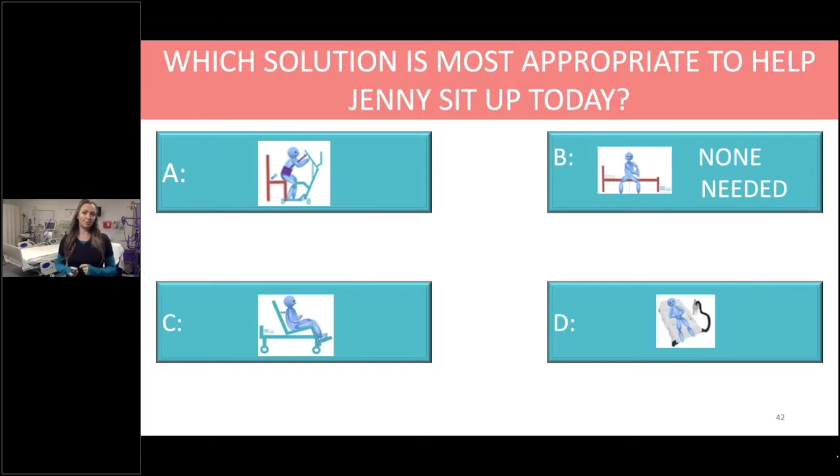Which solution is most appropriate to help Jenny sit up today? Does she need a powered stand aid? No, because she's not standing. Does she need a bed chair position? No, because she didn't need any help to sit up, right? So B would be the correct answer. Jenny does not need any equipment to help her sit up, but she is not supposed to stand or walk. Now, if Jenny is to sit in the bedside chair, she may use a seated sling, but that wasn't one of your options, right? So in order to sit at the edge of the bed, she does not need any equipment.